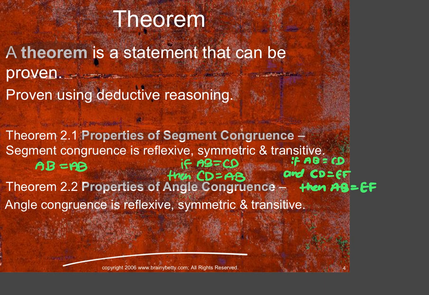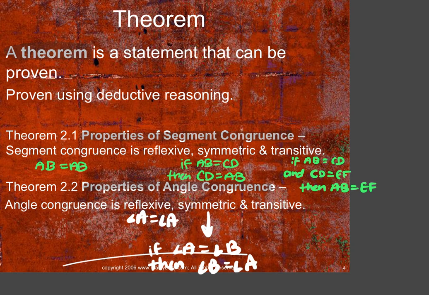And then I can do all of that with an angle. So angle A equals angle A is reflexive. Symmetric: angle A equals angle B, then angle B equals angle A. That's symmetric. And transitive: if angle A equals angle B and angle B equals angle C, then angle A equals angle C. That would be transitive.